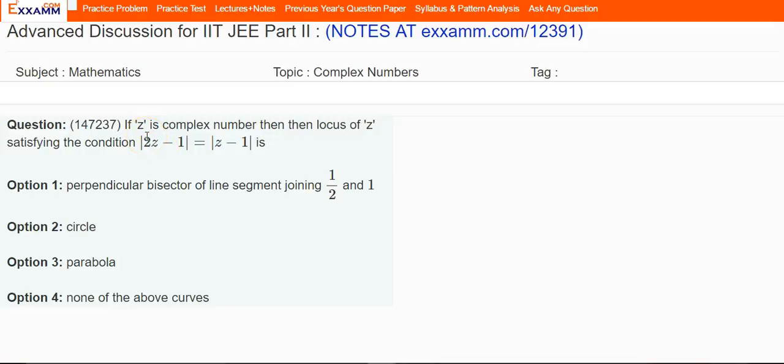Now let us take a very simple problem. If z is a complex number, then the locus of z satisfying the condition modulus of 2z minus 1 is equal to modulus of z minus 1 is, whether it is a circle, parabola or perpendicular bisector of the line joining points 1 by 2 and 1. Now here I would like to explain this point in a bit of detail.